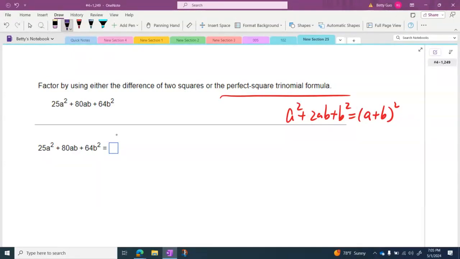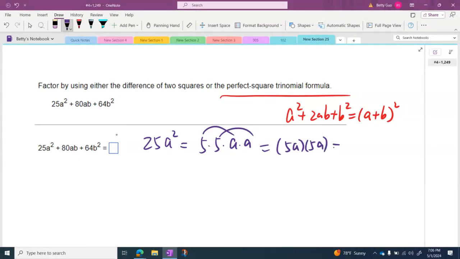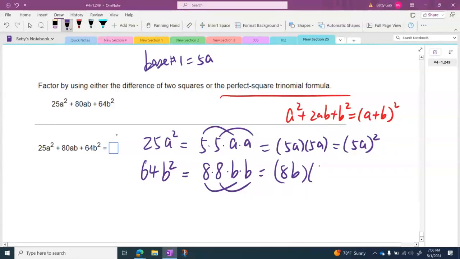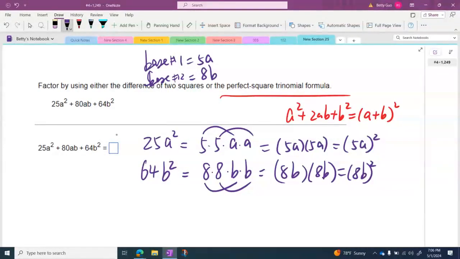All right, so from the first term, 25a squared, let's figure out the first base. 25 is 5 times 5, a squared is a times a. So 5a times 5a, it is 5a to the power 2. The first base is 5a. And then we try to figure out the second base. The last term, 64b squared. 64 is 8 times 8, b squared is b times b. 8b times 8b, so it's 8b to the power 2. So the second base is 8b.